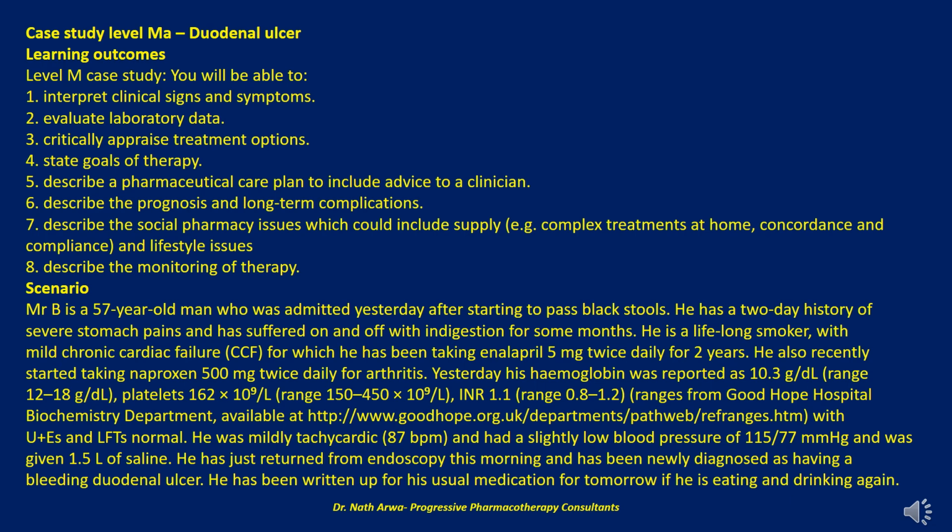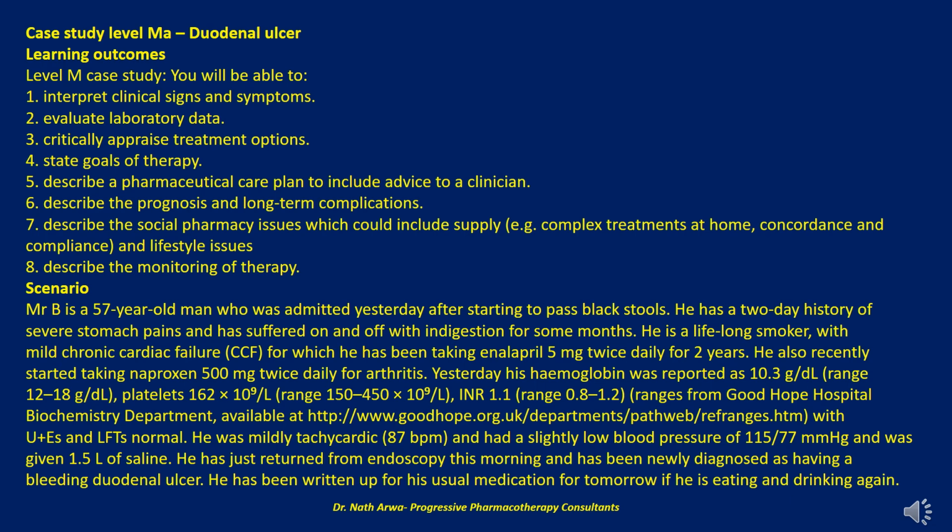Mr. B is a 57-year-old man who was admitted yesterday after starting to pass black stools. He has a 2-day history of severe stomach pains and has suffered on and off with indigestion for some months. He is a lifelong smoker, with mild chronic cardiac failure, abbreviated as CCF, for which he has been taking enalapril 5 mg twice daily for 2 years. He also recently started taking naproxen 500 mg twice daily for arthritis.